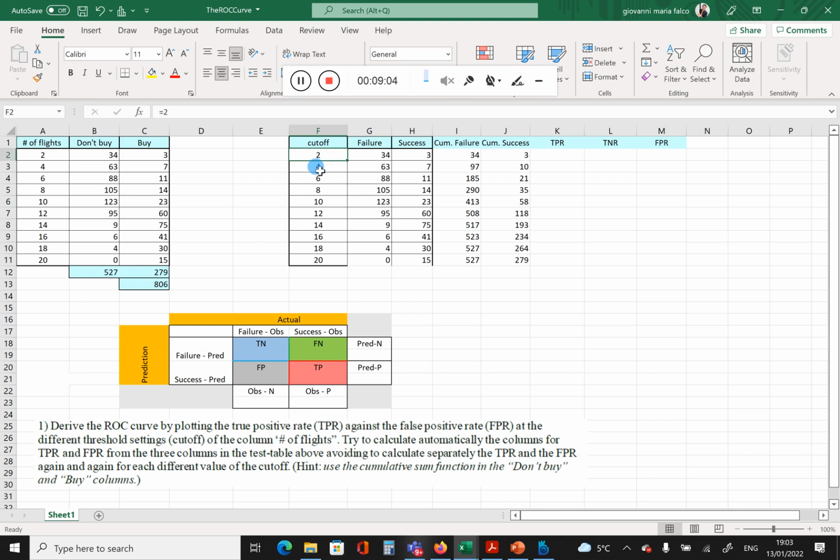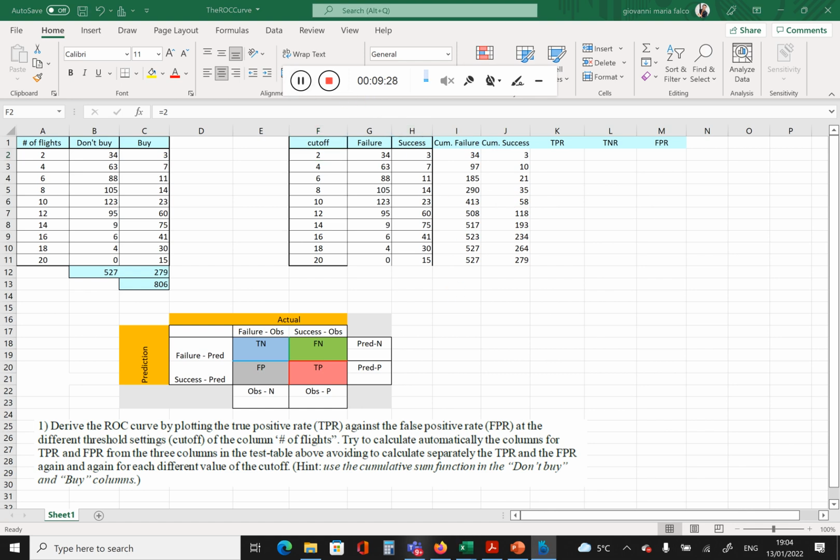So I will choose first the cutoff at 2, then at 4, then at 6, and so on up to 20. And then I want to create here the columns for TPR and FPR and then plot them. Okay, so why are these cumulative columns useful?